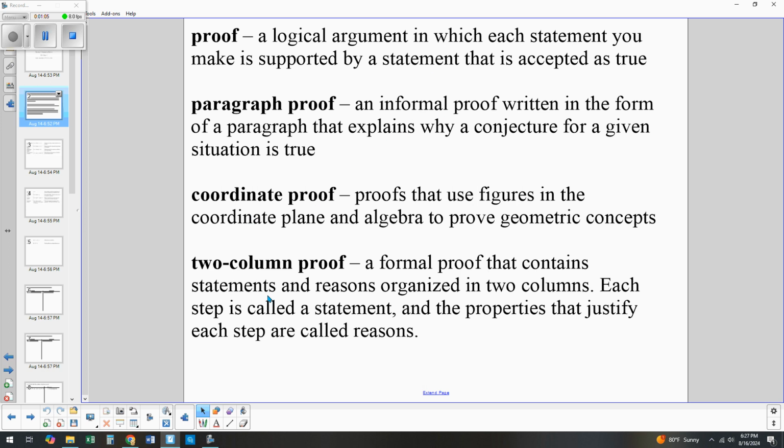The one we are going to primarily focus on is called a two-column proof, and it's named that because it's formed in two columns. One side of the columns are the statements, and the other side are our reasons. Those are the properties that justify each step. So we're going to ease our way into this, and we're going to start with some algebra terms that we should already be familiar with.